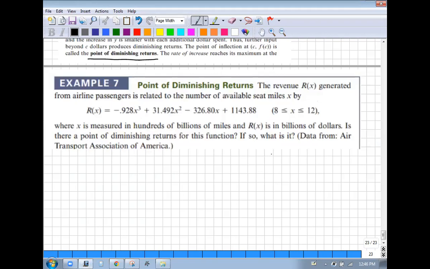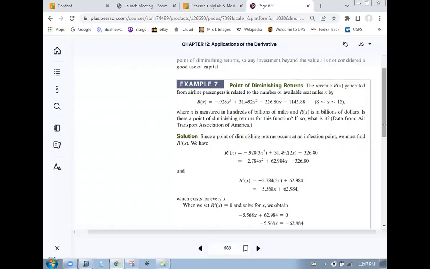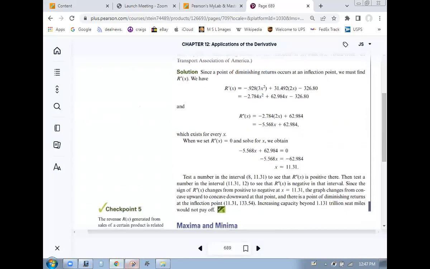All right, the revenue generated from airline passengers is related to the number of available seat miles, x. Interesting, isn't it? So here's our revenue. x is measured in hundreds of billions of miles. R of x is in billions of dollars. Is there a point of diminishing returns for this function? Well, you find the second derivative, set it equal to 0, solve, and make sure it's an inflection point, right? That's how you know. So instead of doing all this, let's just look at their answer.